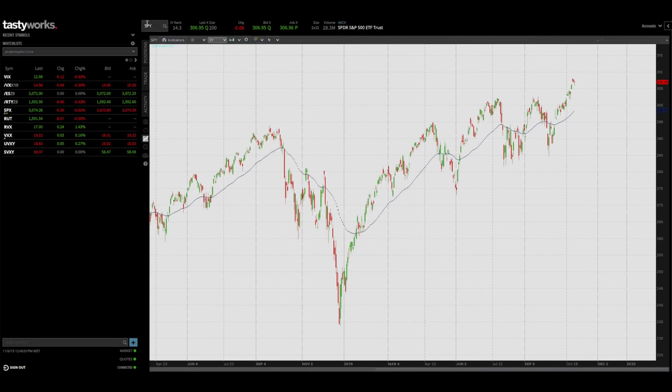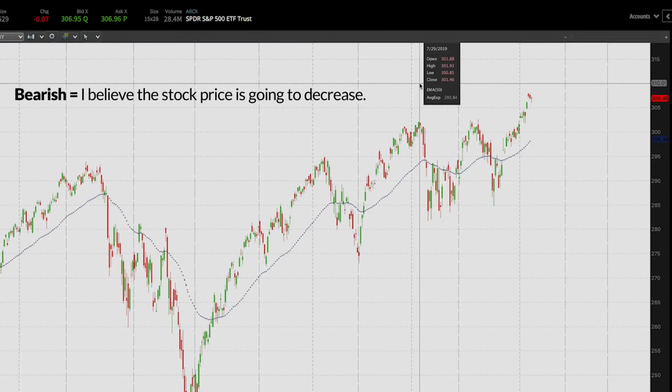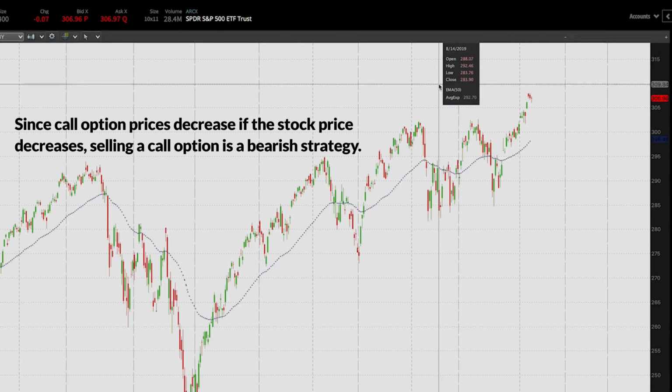Right now I'm looking at SPY, which is the S&P 500 ETF, and currently SPY is trading just under $307. We can see that the S&P 500 has rallied pretty significantly recently, and let's say I am a bearish trader who thinks that the stock market is going to decrease in the near future, and I want to take advantage of that by selling a call option. One thing I'm going to look at is selling this 310 call option.